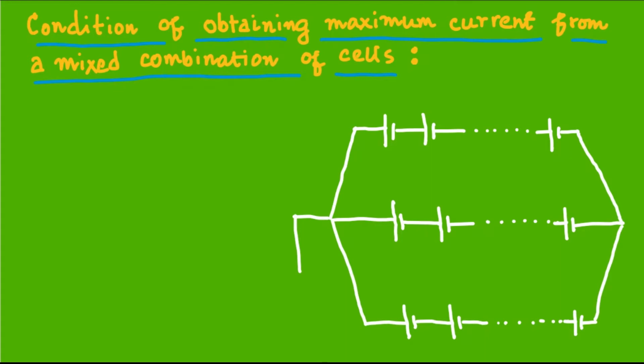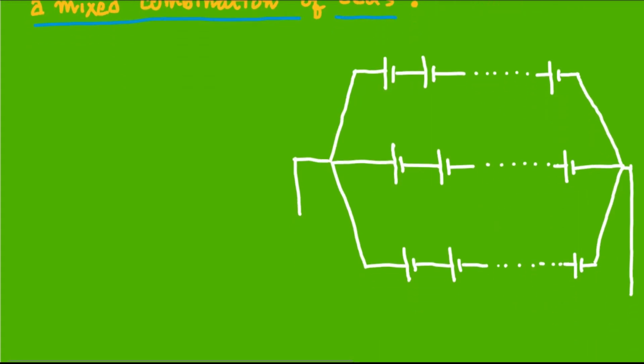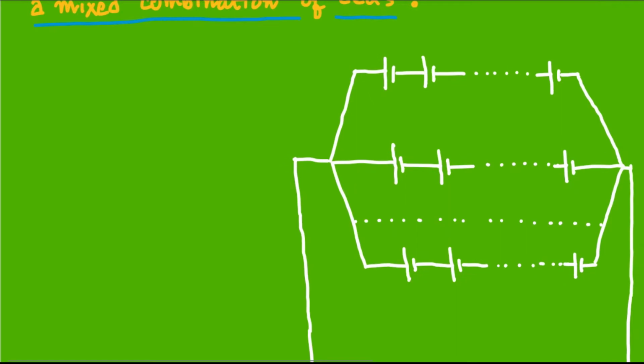So this is the parallel combination, mixed combination of mn number of cells, and this mixed combination of cells will be connected to an external resistance. This is the external resistance which is connected to the mixed combination of cells. So this is the diagram of the mixed combination of cells.